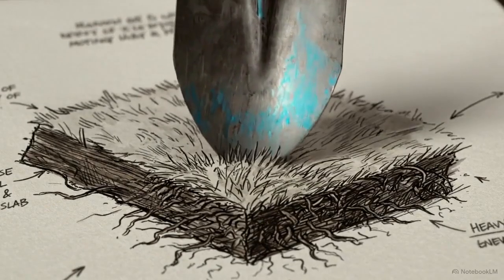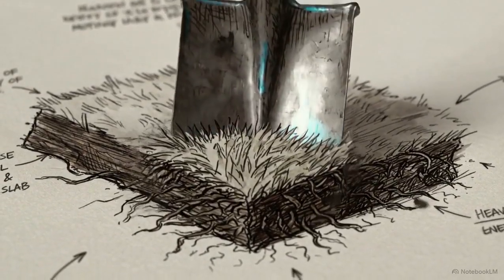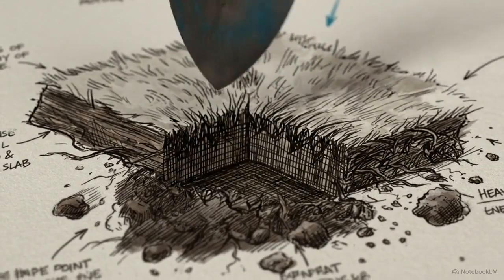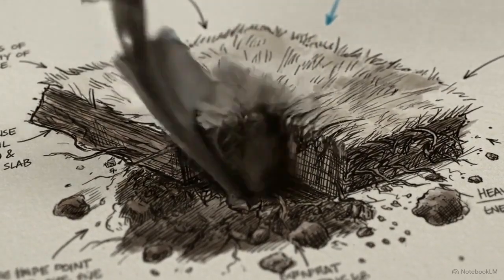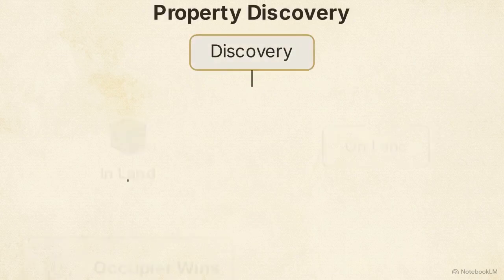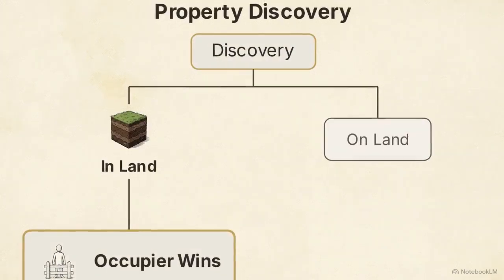In the 1996 case Waverly Borough Council v. Fletcher, a metal detectorist was excavating in a park when he discovered a medieval gold brooch. The brooch was buried 9 inches beneath the topsoil. Retrieving it required the detectorist to physically dig into the earth. This diagram shows the legal rule for such discoveries.